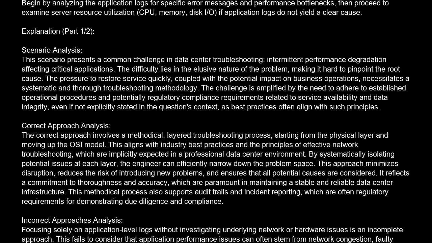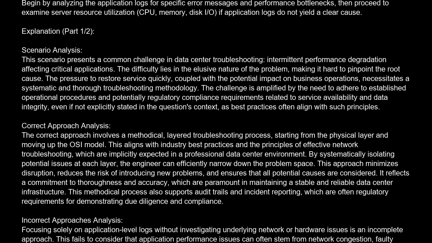This approach minimizes disruption, reduces the risk of introducing new problems, and ensures that all potential causes are considered. It reflects a commitment to thoroughness and accuracy, which are paramount in maintaining a stable and reliable data center infrastructure. This methodical process also supports audit trails and incident reporting, which are often regulatory requirements for demonstrating due diligence and compliance. Incorrect approach analysis.